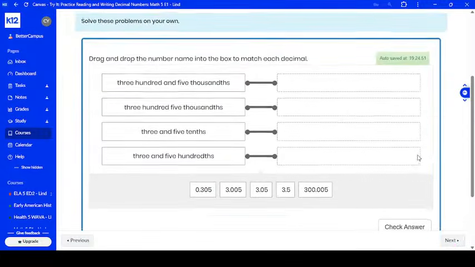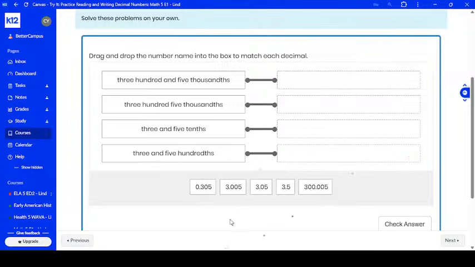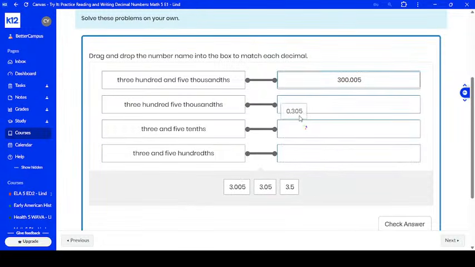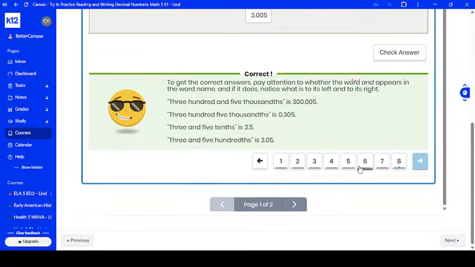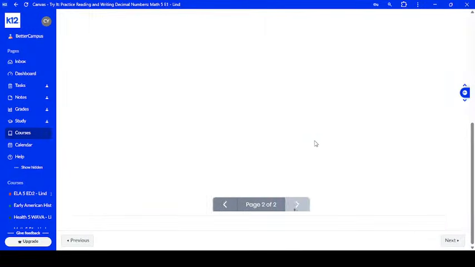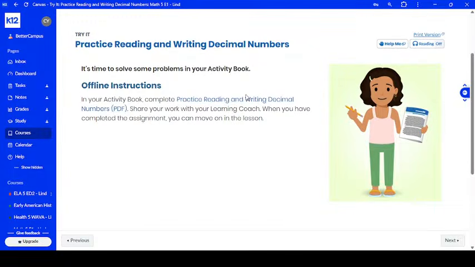Do we do the wrap up? Okay, let's go really fast. 305 thousandths. 305 thousandths. 3 and 500 thousandths. Okay, we're done.